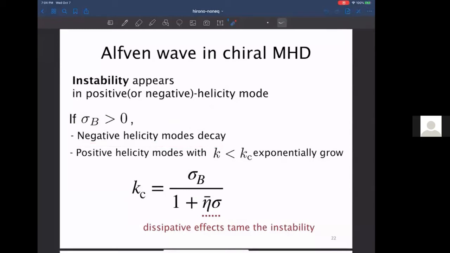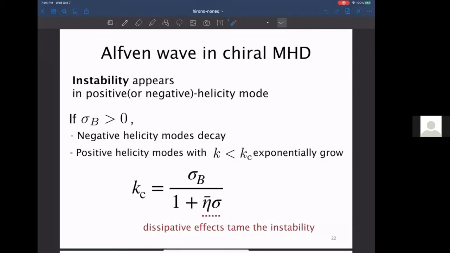But the mode with positive helicity is going to multiply exponentially if the momentum satisfies a certain condition. If this momentum is smaller compared to some critical value, and its critical value is given in this kind of expression.